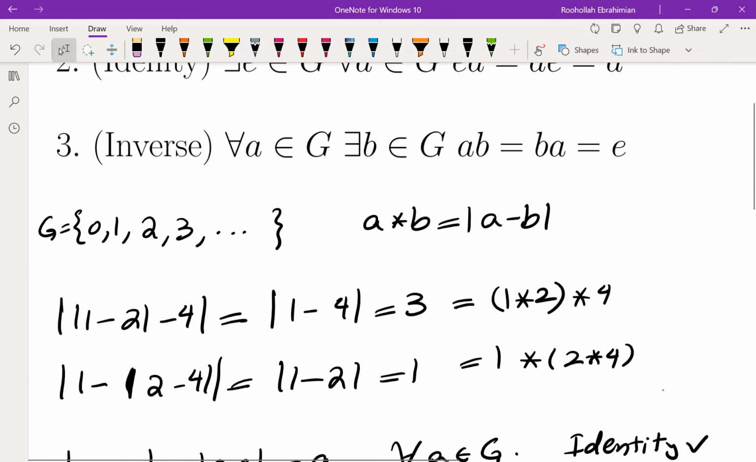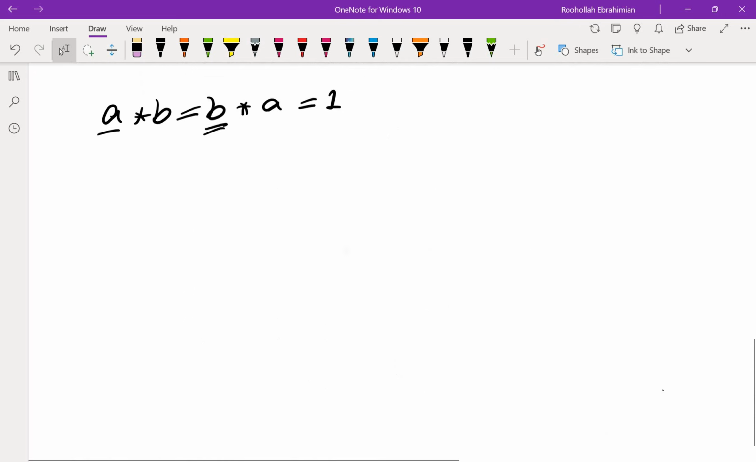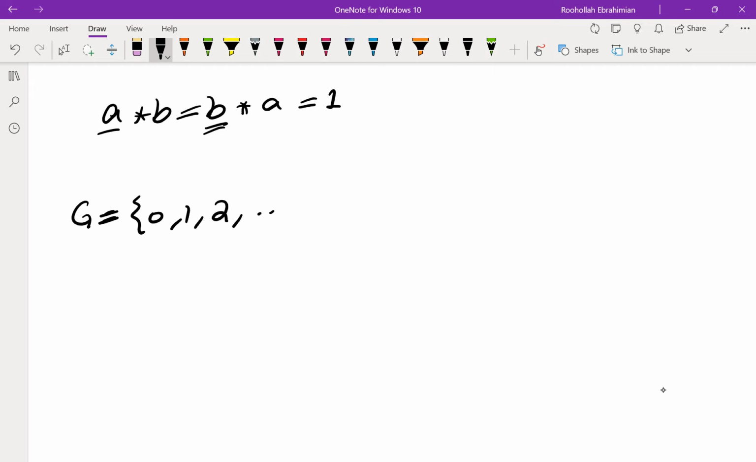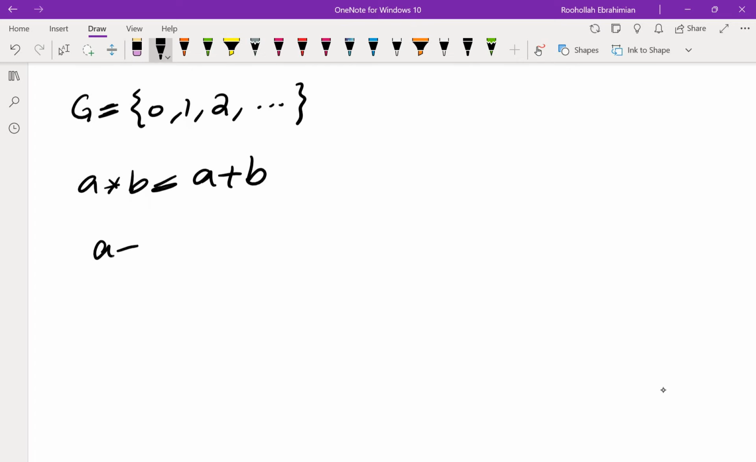Now the last question is, can we come up with an example where we do have identity but the inverse does not exist? That's also pretty straightforward. We can take the set G to be all non-negative integers with addition. So A star B is just A plus B. This is clearly associative. It does have identity: A plus 0 and 0 plus A are both A.